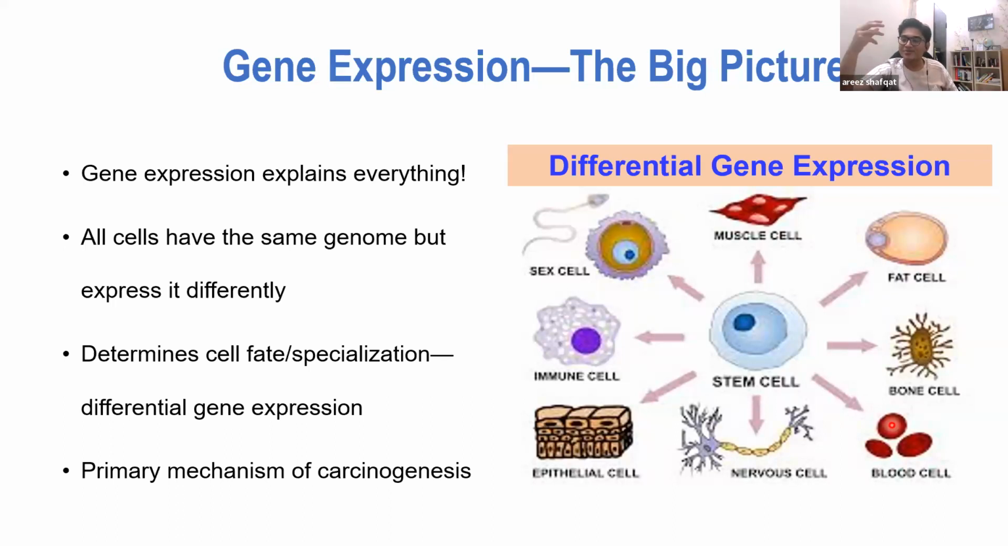So for example, a nerve cell requires voltage-gated sodium channels, right? To activate action potentials. So it will activate specific genes which allow it to carry out its function. The liver is responsible for detoxification. So the liver cells or hepatocytes synthesize genes which are responsible for detoxification.